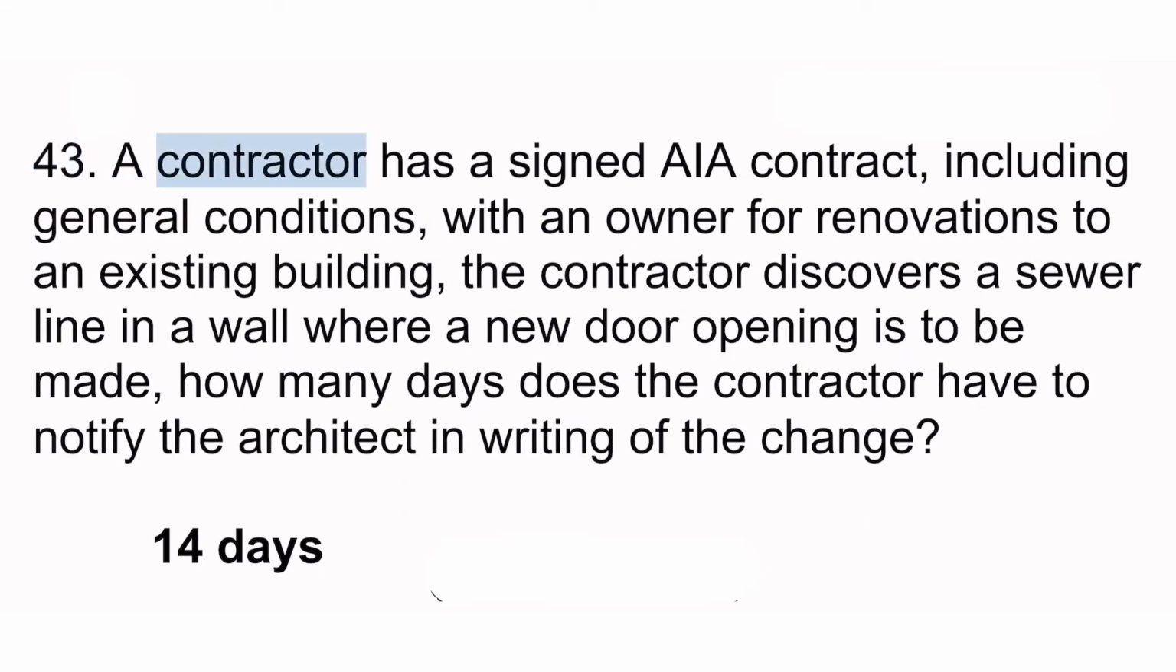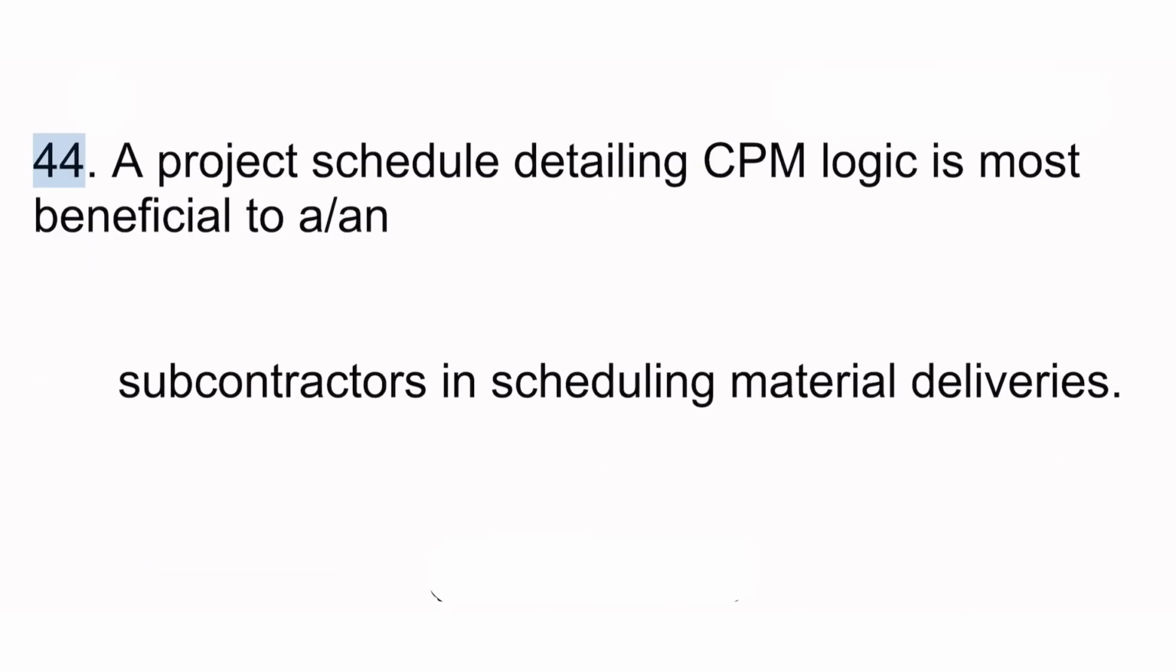43. A contractor has a signed AIA contract, including general conditions, with an owner for renovations to an existing building. The contractor discovers a sewer line in a wall where a new door opening is to be made. How many days does the contractor have to notify the architect in writing of the change? 14 days. 44. A project schedule detailing CPM logic is most beneficial to subcontractors in scheduling material deliveries.